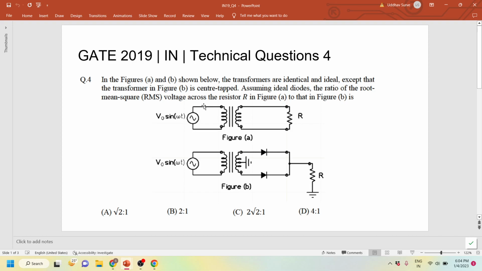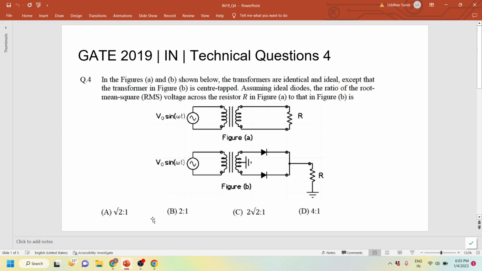So in figure A and B as shown below, the transformers are identical and ideal, except that the transformer in figure B is center tapped, where the center tap is connected to ground. So assuming ideal diode, the ratio of root mean square voltages across resistor R in figure A to that of figure B is. So these four options are given: root 2 is to 1, 2 is to 1, 2 root 2 is to 1, or 4 is to 1.